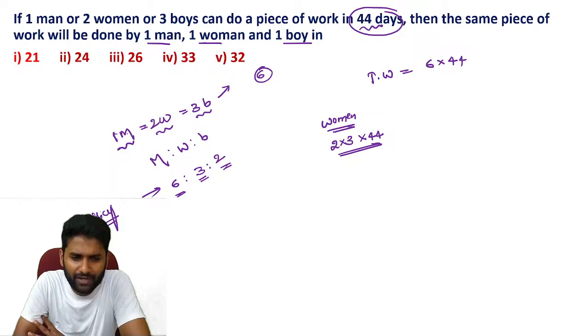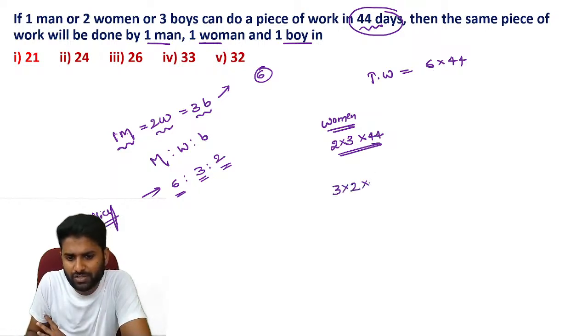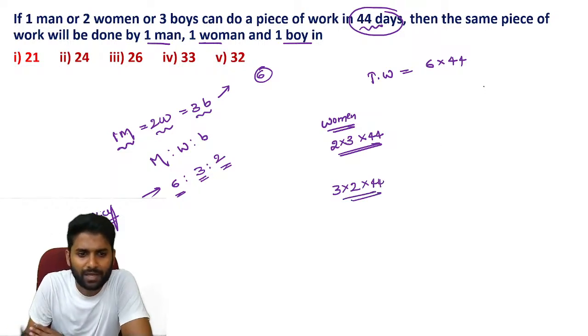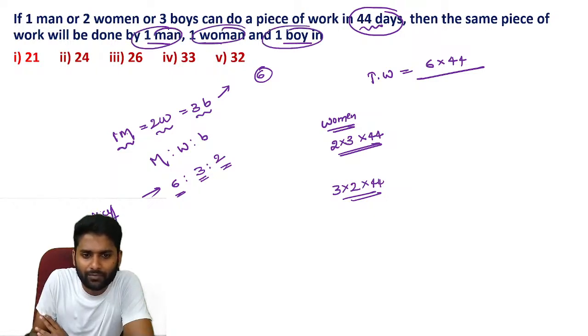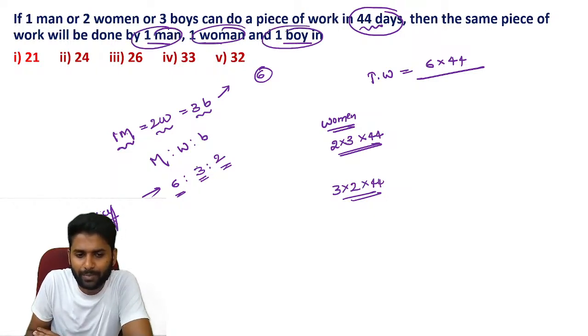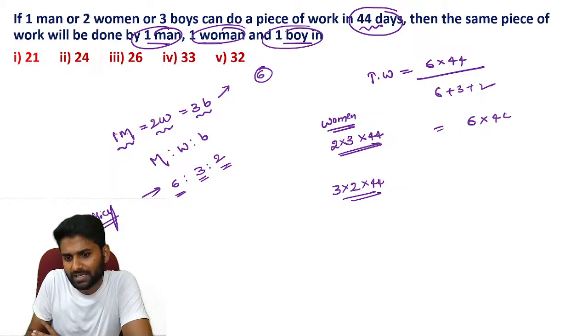If we take boys also, here 3 boys participated. Each boy's efficiency is 2. They will complete it in 44. So total work is constant. And this work we are assigning to one man, one woman and one boy. So what is the efficiency of one man, one woman and one boy? 6 plus 3 plus 2. For the calculation, 6 into 44 divided by 11 units. 11 goes exactly 4. 6 into 4 is equal to 24.